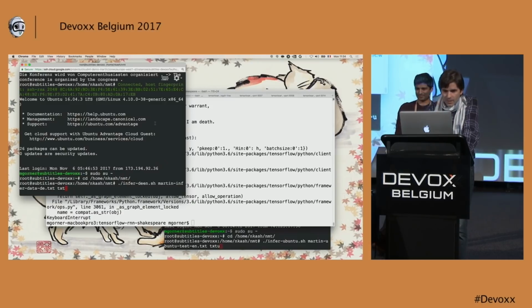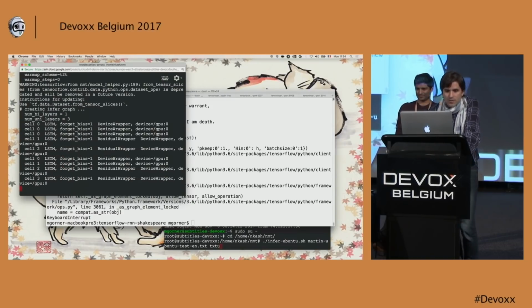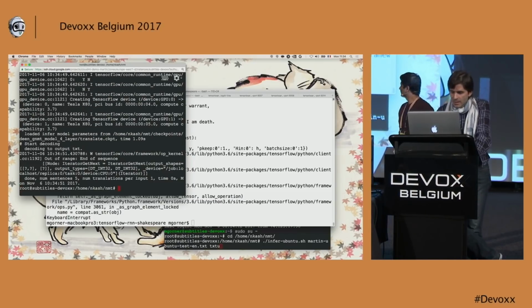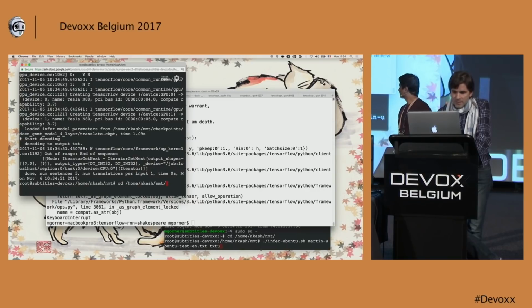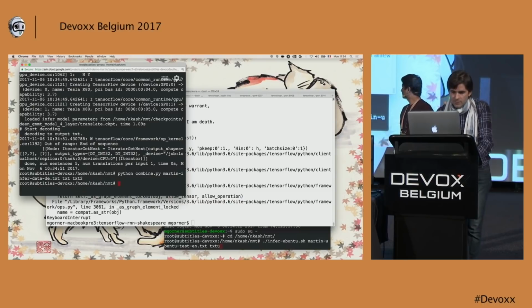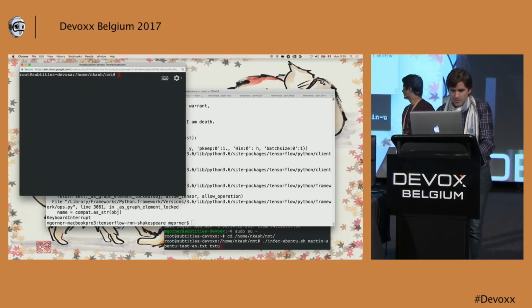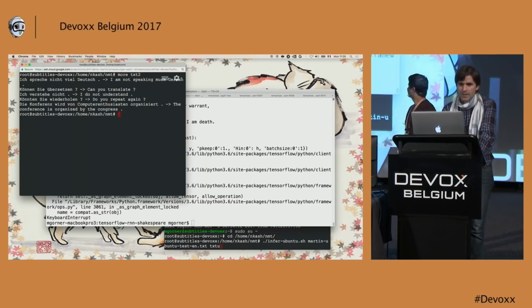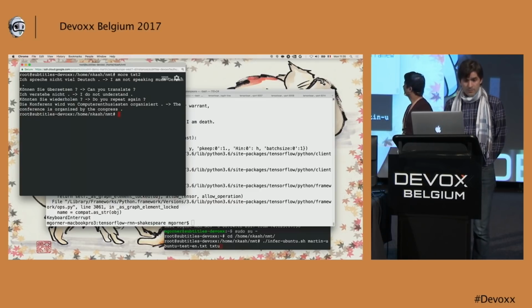So let's go. I have a script on this machine that runs inference on one file containing German sentences. I will show you in a minute which sentences. And let's clear the screen so that you see it more clearly. Können Sie übersetzen? Can you translate? Ich verstehe nicht. I do not understand. Könnten Sie wiederholen? Do you repeat again?